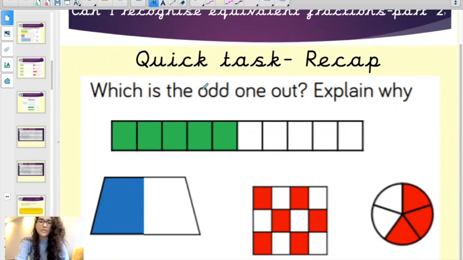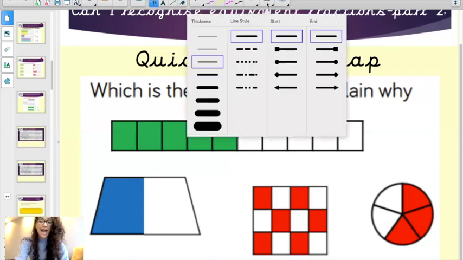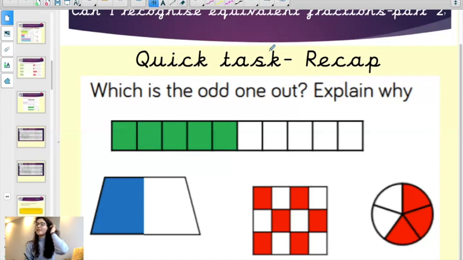So what I would do to work out which one is the odd one out is by working out each fraction, working out what each shape would be as a fraction. So what would the first shape be? If I looked at this one, the one that's coloured green, I would say that is 1, 2, 3, 4, 5. Out of how much? How many do we have in total? 1, 2, 3, 4, 5, 6, 7, 8, 9, 10. Right, so that as a fraction is 5 out of 10.